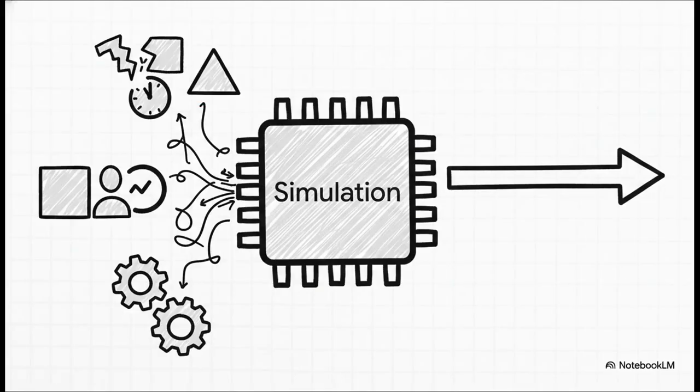Think about all the chaos that spreadsheets just can't handle. Random downtime, operators who sometimes take a few seconds longer, people who have to walk between stations, changing product mixes, setup times. A good simulation can incorporate all of this random, real-world behavior to give you a much more realistic picture of how your line will actually perform.